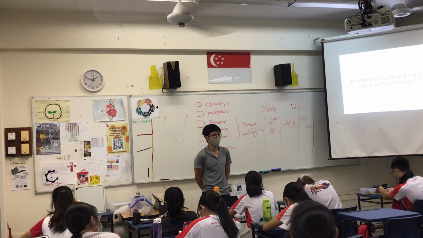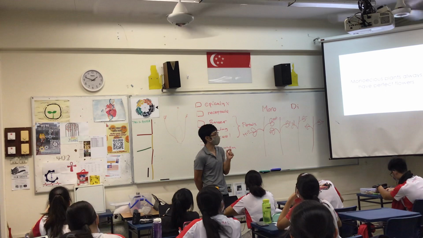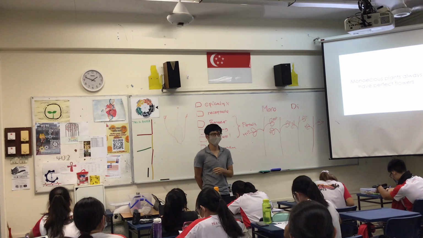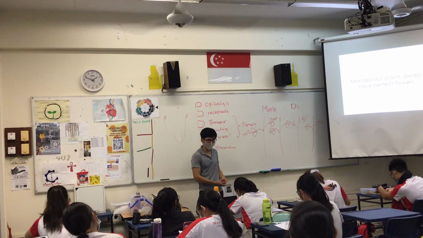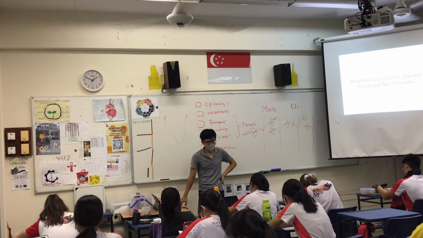Not necessarily. A plant with perfect flowers is always monoecious. A plant with perfect flowers is always monoecious. Yes. I just really need to think a little bit. Plant with perfect flowers is always monoecious. Okay, so the terminologies. You encounter this more in botany if you take it in university. Especially if you encounter real flowers, you're going to classify them.